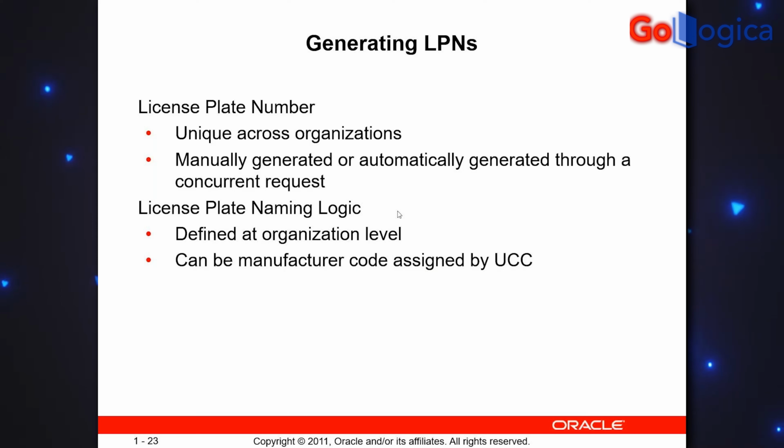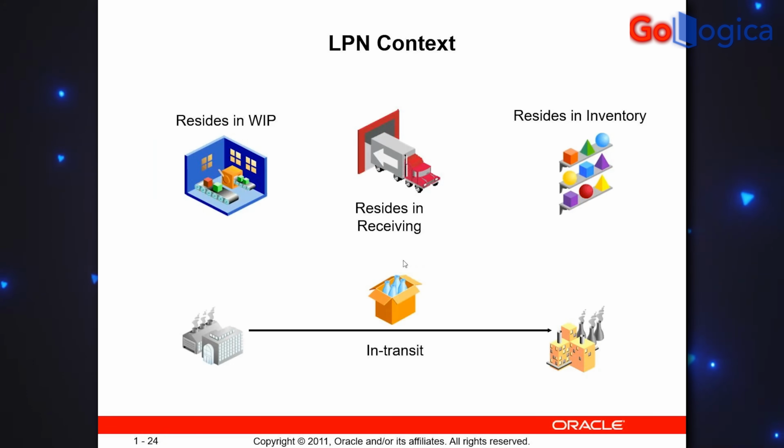So this is what I just told you now. LPN number is unique across the organization. You will have only one unique number, there cannot be two for the same number, and it can be manually generated or automatically generated through a concurrent request, or it can also be generated through Control plus G. It is defined at the organization level, that I just showed you in the org parameters, and can be a manufacturer code assigned by UCC. So that is what the LPN generation setup is.